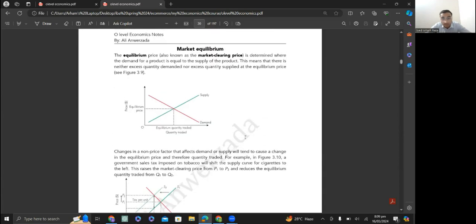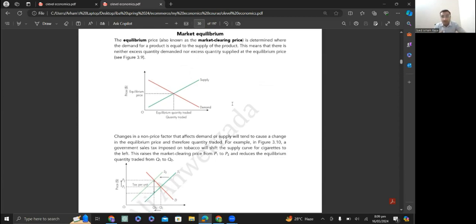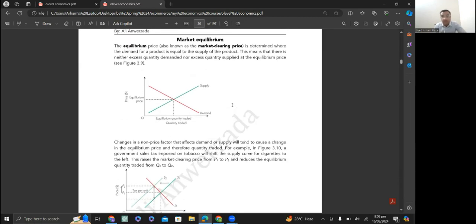Now let's come towards the market equilibrium, which is also known as the market clearing price. If we make the supply and demand curve on a single graph, the point where the supply and demand meet is known as the equilibrium price or the market clearing price. Theoretically, it is also known as the efficient market where the demand and supply interact. This is known as the efficient point. Here there is neither excess supply nor excess demand.